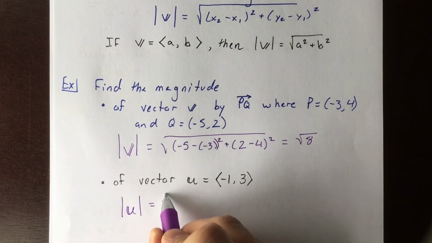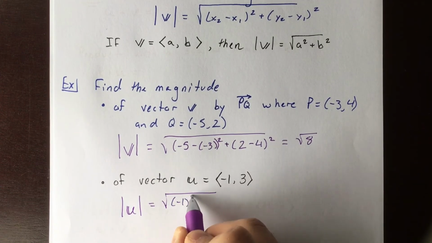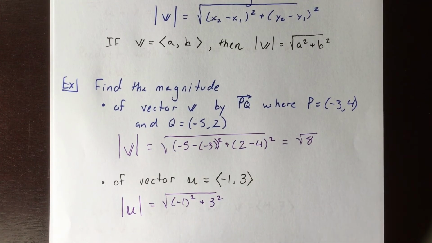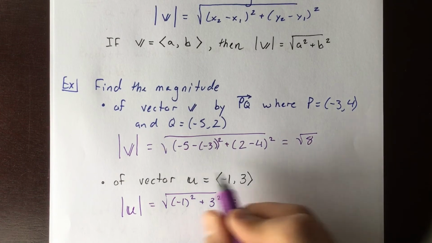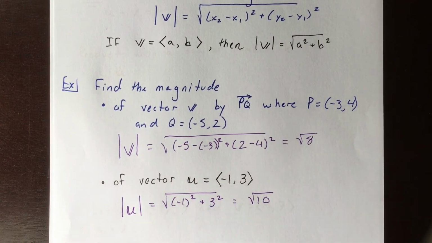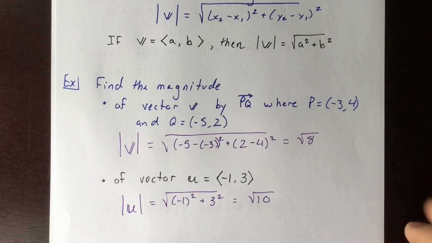Magnitude of u is going to be the square root of negative 1 squared plus 3 squared. Really nice, really straightforward, really simple. So we get 1, we get 9, which would give us square root of 10. Okay? So magnitude, length, really comes down to the distance formula, relating to something you guys already know.